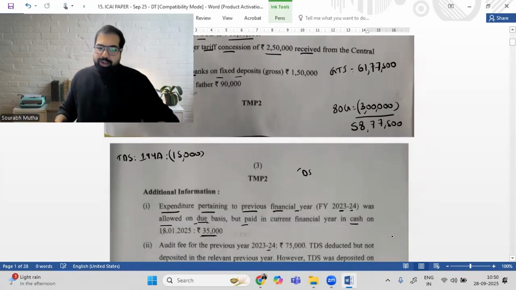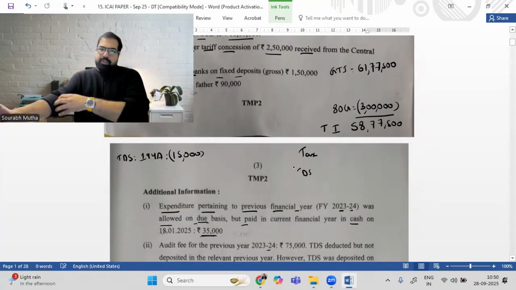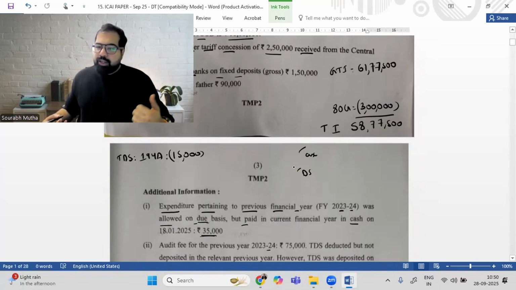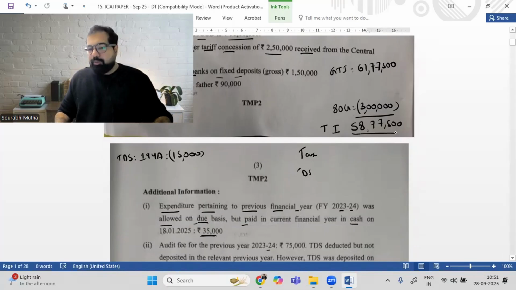Now, this is my total income. Now I have to calculate the tax. When you calculate the tax, check for two incomes. Is there any casual income? No. Is there any capital gain? No. So you can just directly use the slab rates. But because the income is more than 50 lakh, there will also be surcharge.